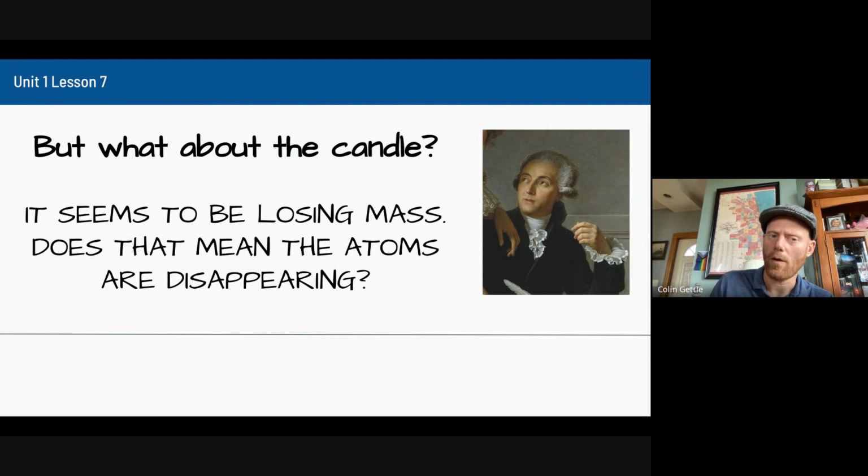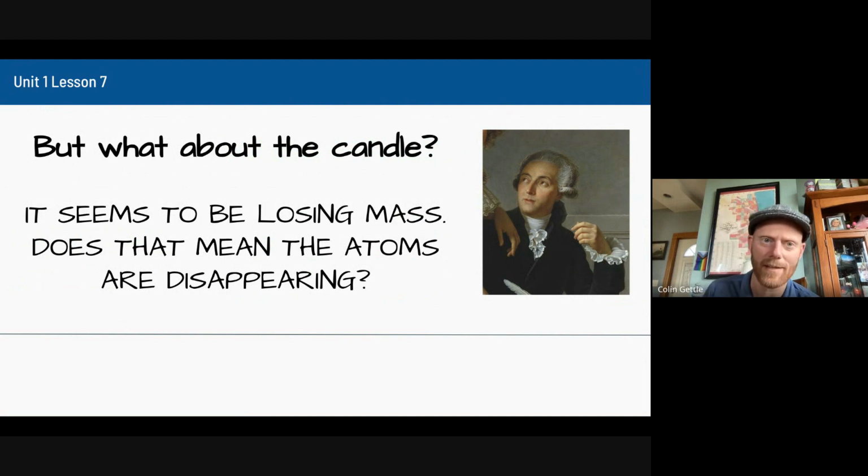So our second step of this, our second question, now that we know how to represent these chemical reactions: it seems that maybe when we watch things like candles burning, atoms are being lost, right? If we measure the mass before and after a candle burns, that candle's probably going to have less mass. So what's happening? Where are all the atoms going? Are they disappearing?